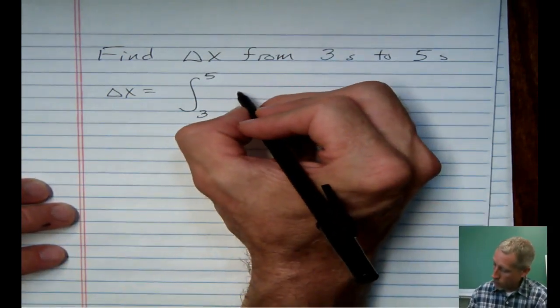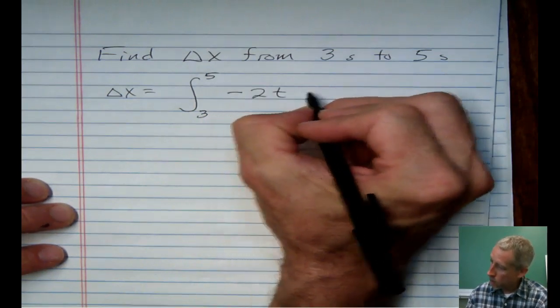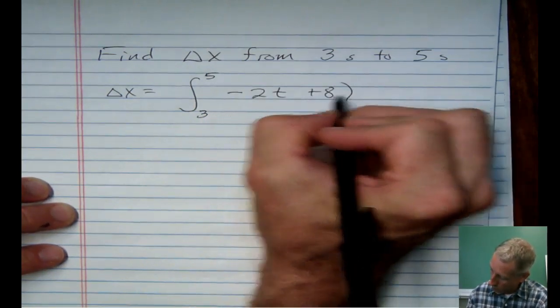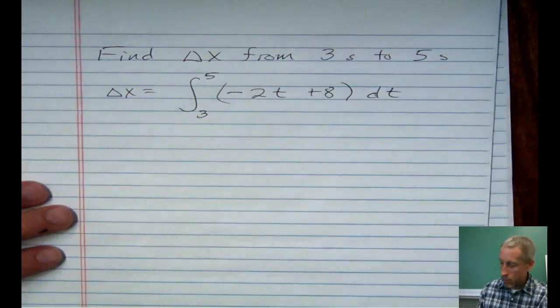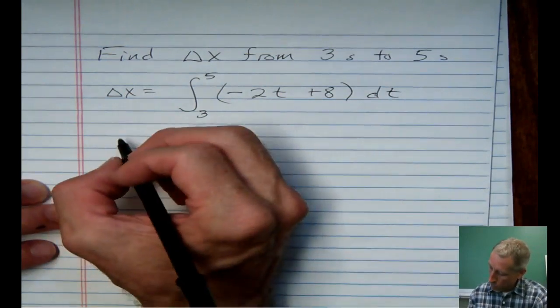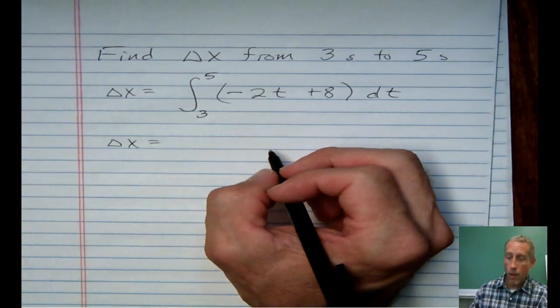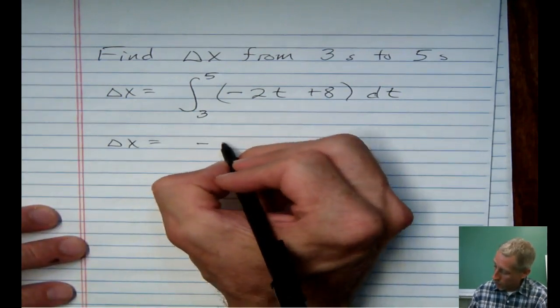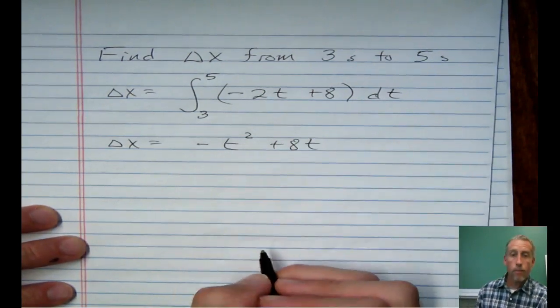And this same function, which was negative 2t plus 8. Again, I like to put that in parentheses. And then the little dt, it's kind of a dummy variable out there. And then we're going to do the antiderivative. Now again, that comes out exactly the same as what you had before. So negative t squared plus 8t.